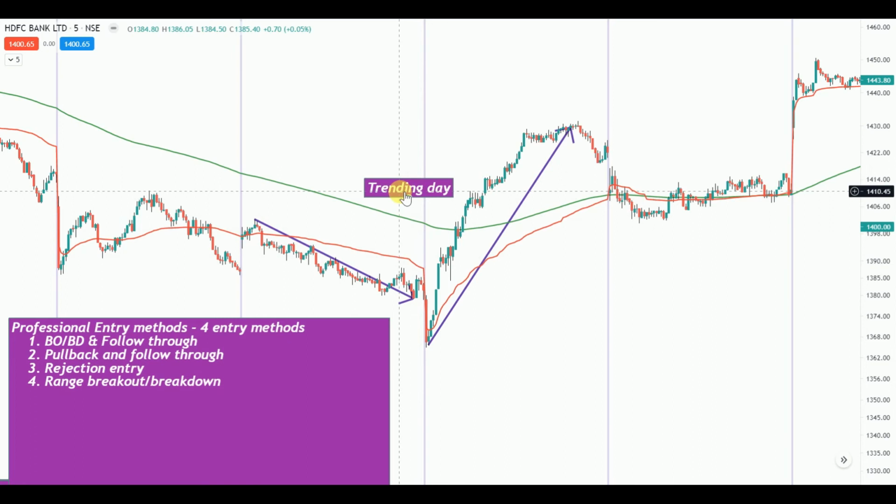Having filtered out all the trending stocks for tomorrow, we will observe the price action at the opening and enter based on the four entry methods.